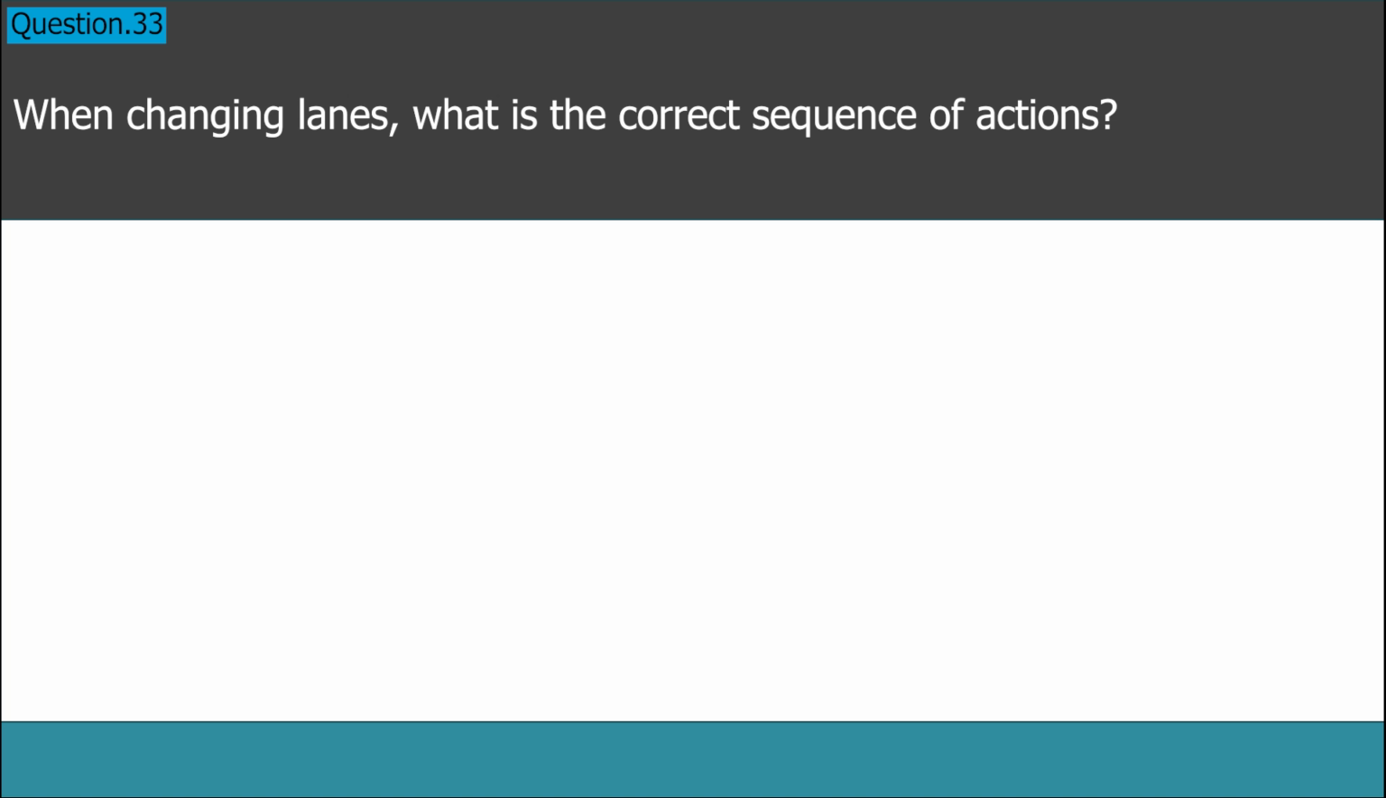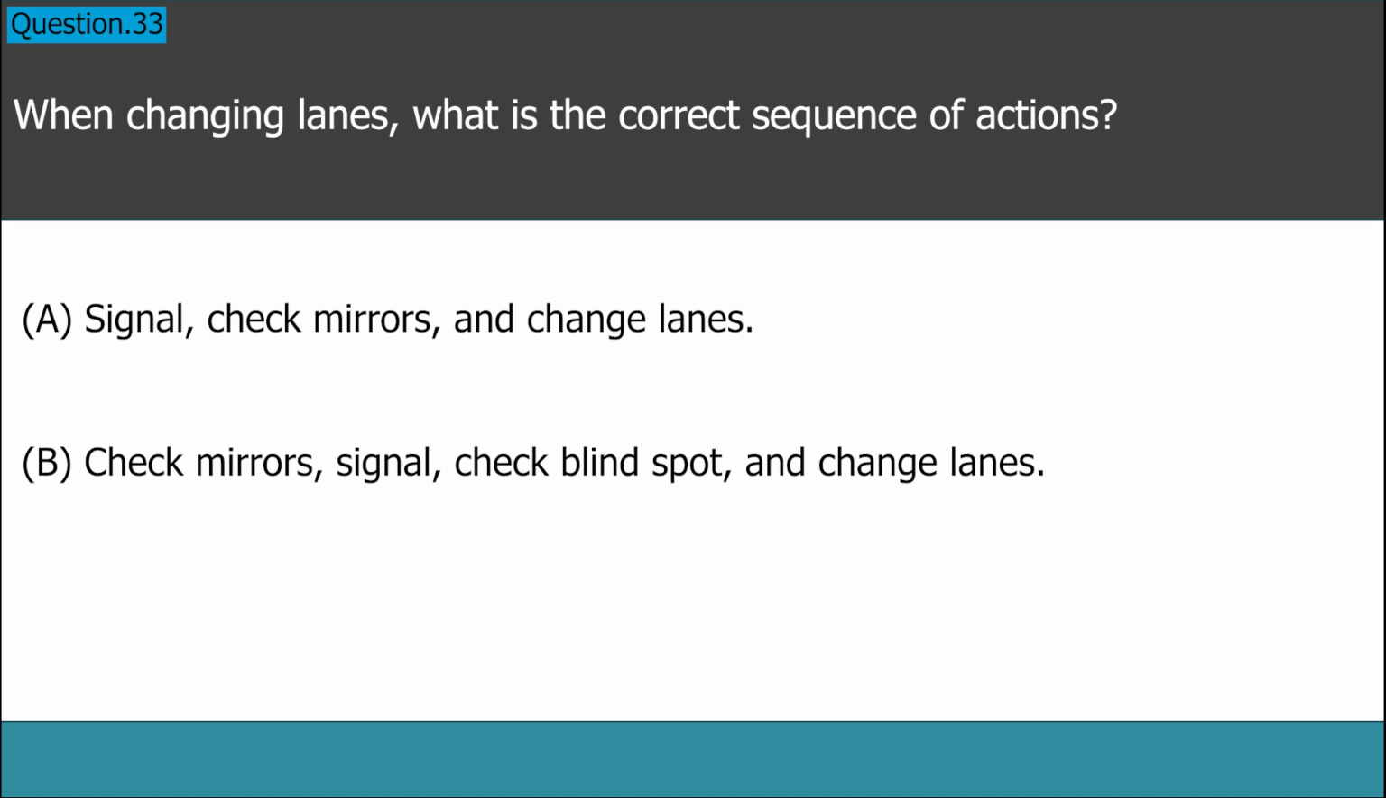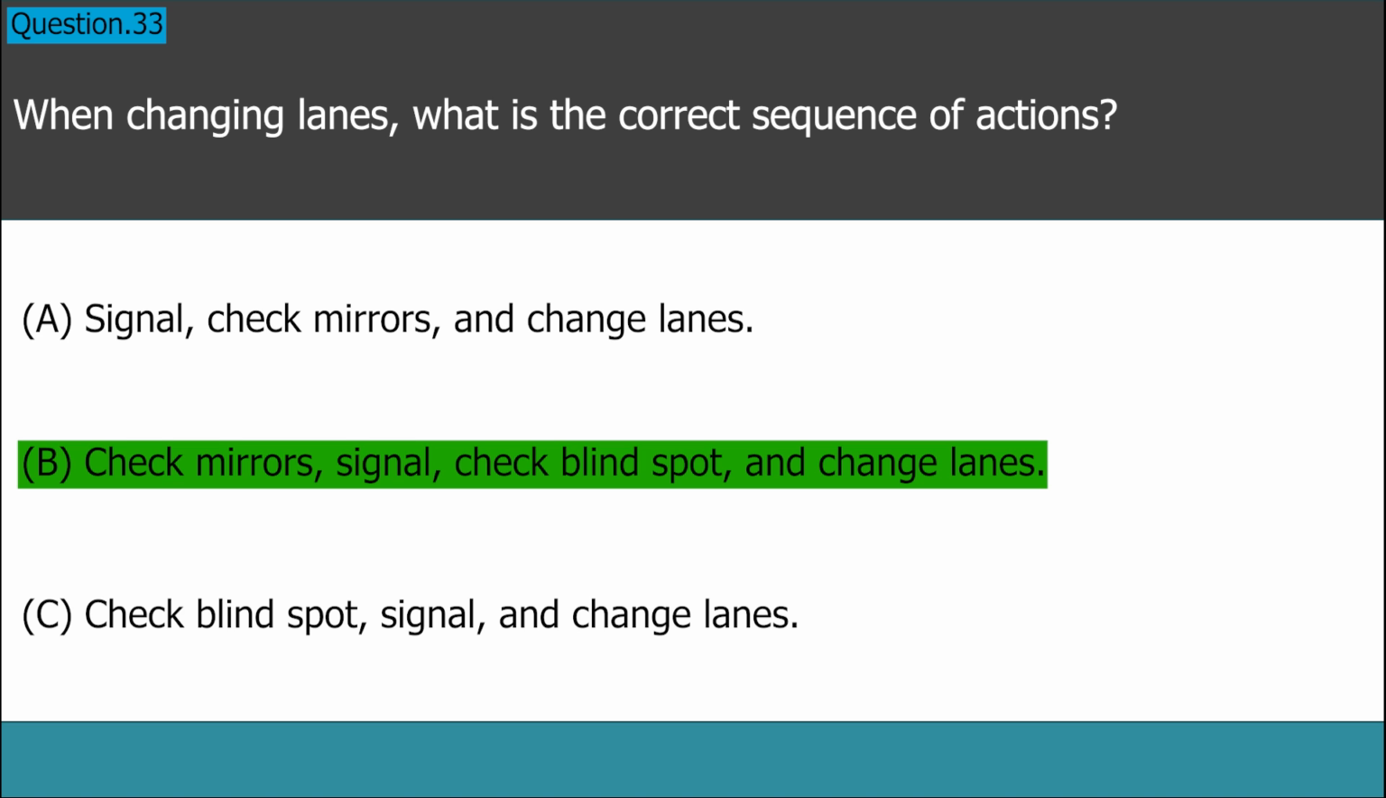When changing lanes, what is the correct sequence of actions? A. Signal, check mirrors, and change lanes. B. Check mirrors, signal, check blind spot, and change lanes. C. Check blind spot, signal, and change lanes. Answer: B. Check mirrors, signal, check blind spot, and change lanes. This sequence ensures you have a clear view and signal your intentions to other drivers.